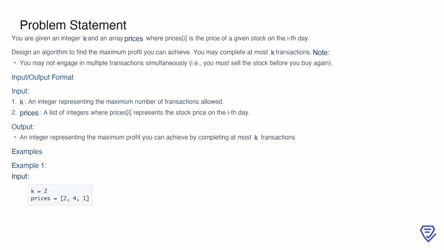Now, keep in mind a crucial rule: you cannot engage in multiple transactions at the same time. This means you must sell a stock before you can buy another one. The input consists of two parts: k, the maximum number of transactions, and prices, an array of stock prices. The output is a single integer, which represents the maximum profit achievable under these constraints.